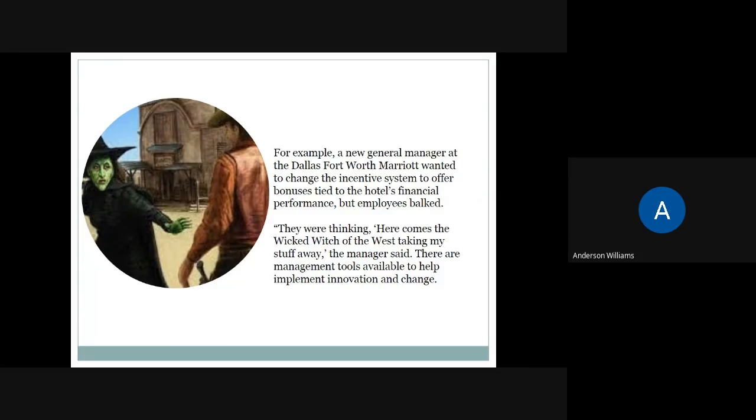Now, this is an example from the text. For example, a new general manager at a Dallas-Fort Worth Marriott wanted to change the incentive system to offer bonuses tied to the hotel's financial performance, but employees balked. They were thinking, here comes the Wicked Witch of the West, taking our stuff away. But the manager said there are many tools available to help implement innovation and change.